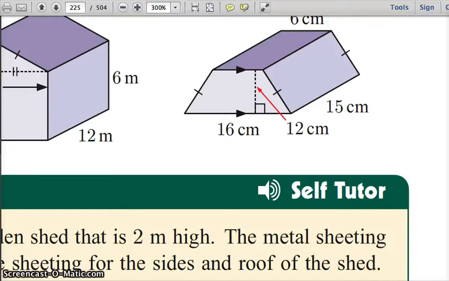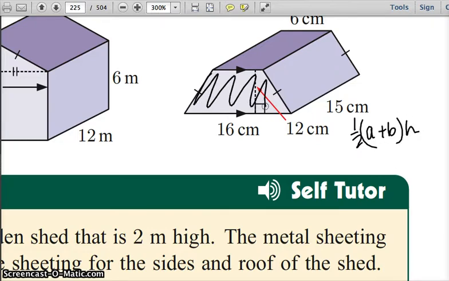The problem that you have with this one is the fact that, let me get this up. So half A plus B times height is going to give you this face here and the equivalent face back there. Yeah? You okay with that? Yep.